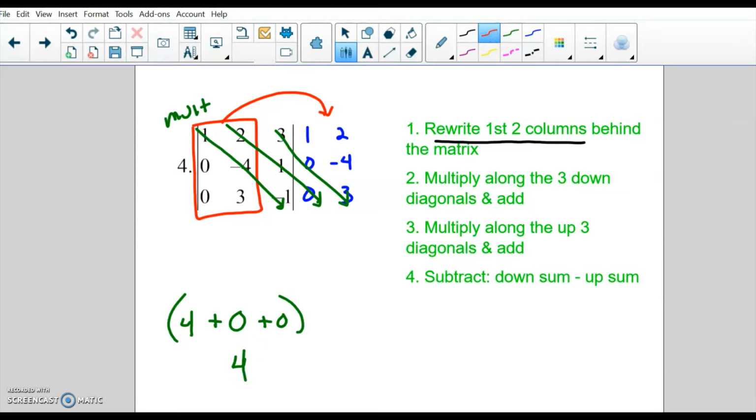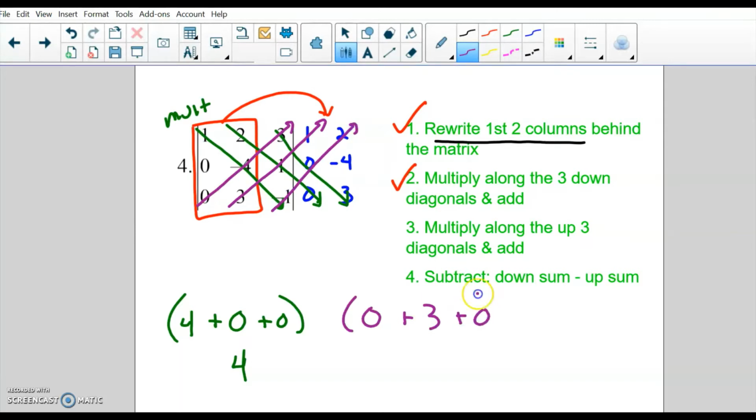So far we have rewritten the first two columns of the matrix. We have multiplied along the 3 down diagonals, and we've added them together. Next we're on step 3, multiply along the 3 up diagonals, and we'll add those numbers together. So 0 times -4 times 3 is 0. 3 times 1 times 1 is 3. And 1 times 0 times 2 is also 0. And we're going to add those three numbers together, and we're going to get 3.